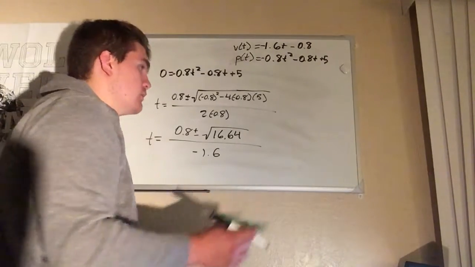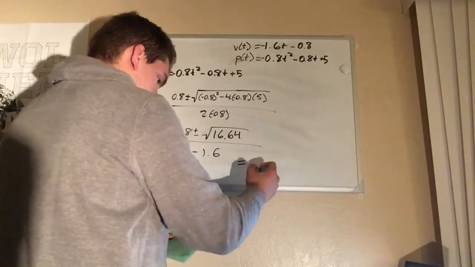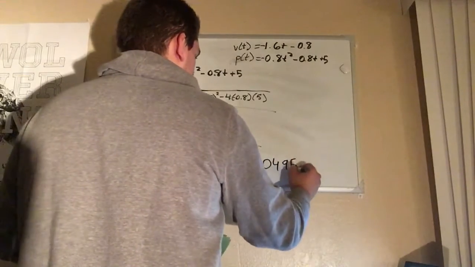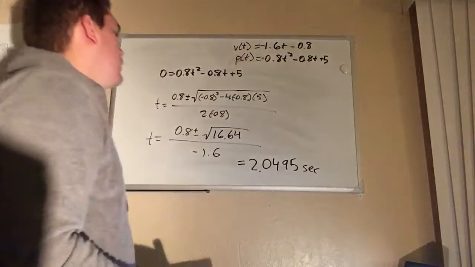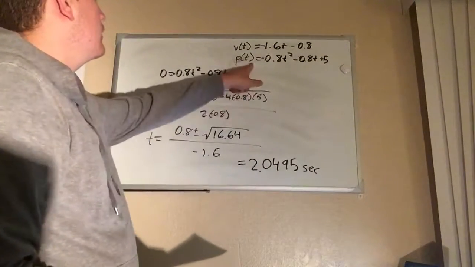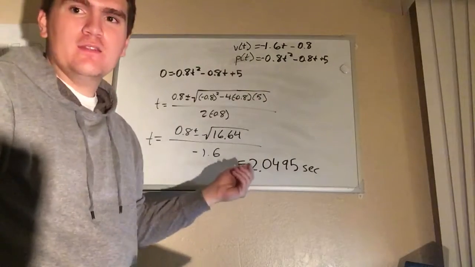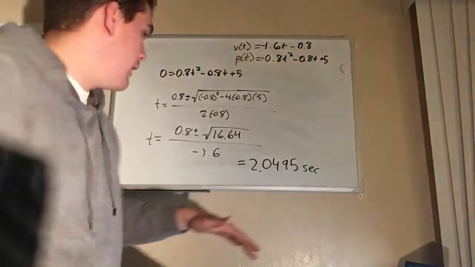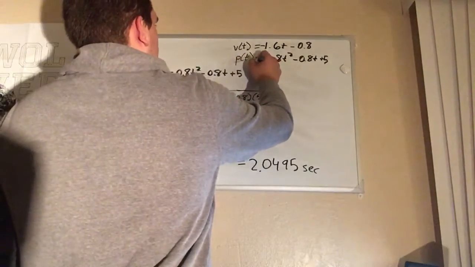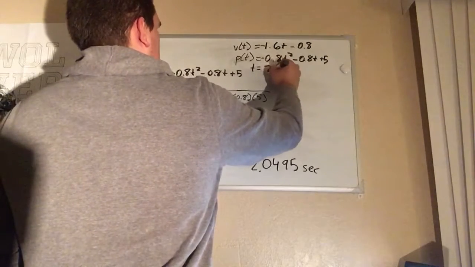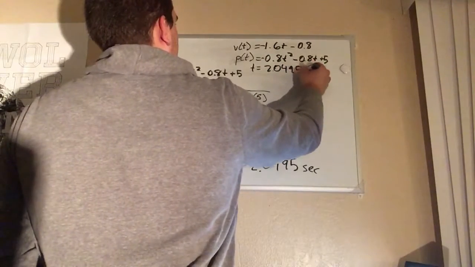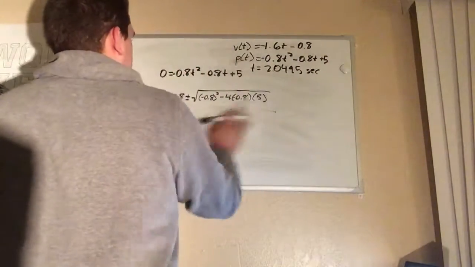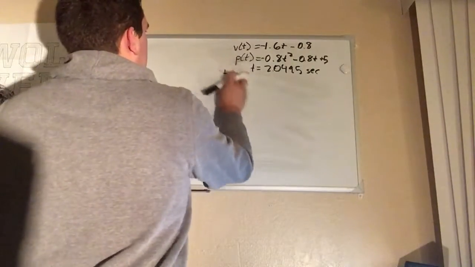That's going to give you 2.0495 seconds. So this is the time when position is 0. This is when the position of this lunar lander is going to be 0. It's when it's going to hit the ground. Okay, so that means that we can write that up here, 2.0495 seconds.